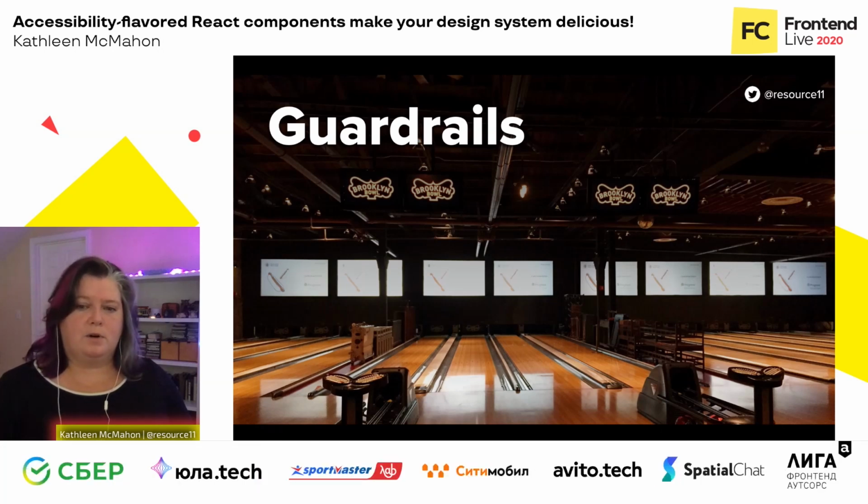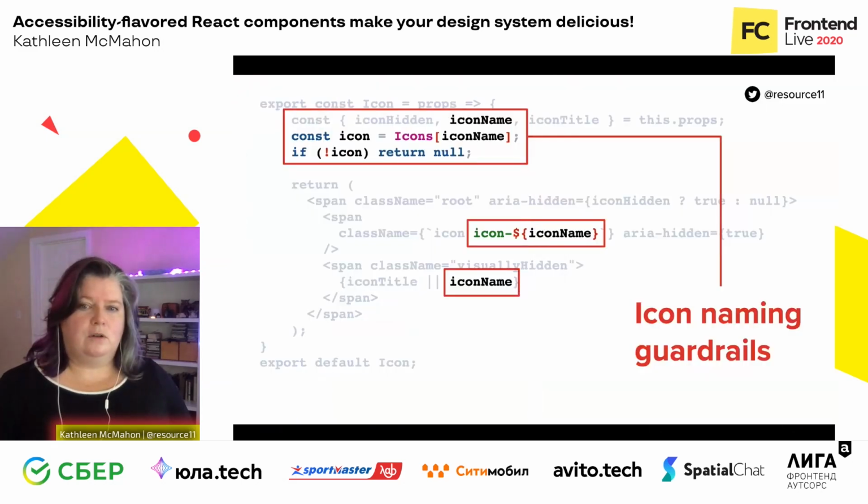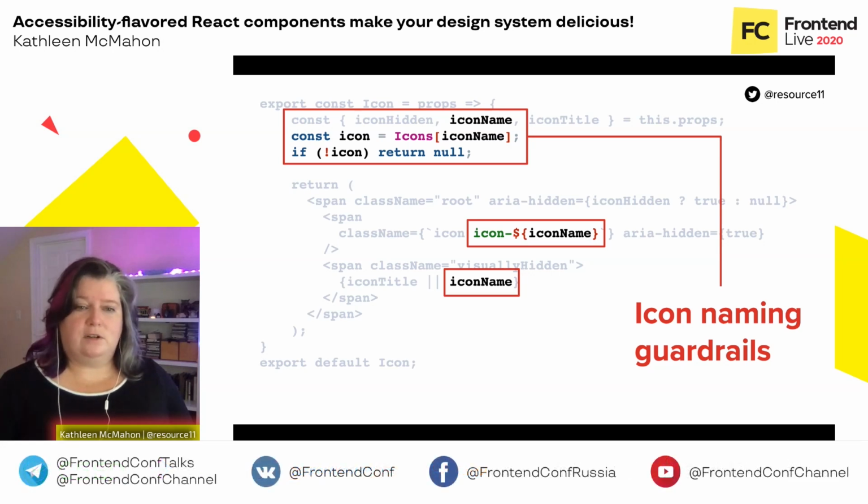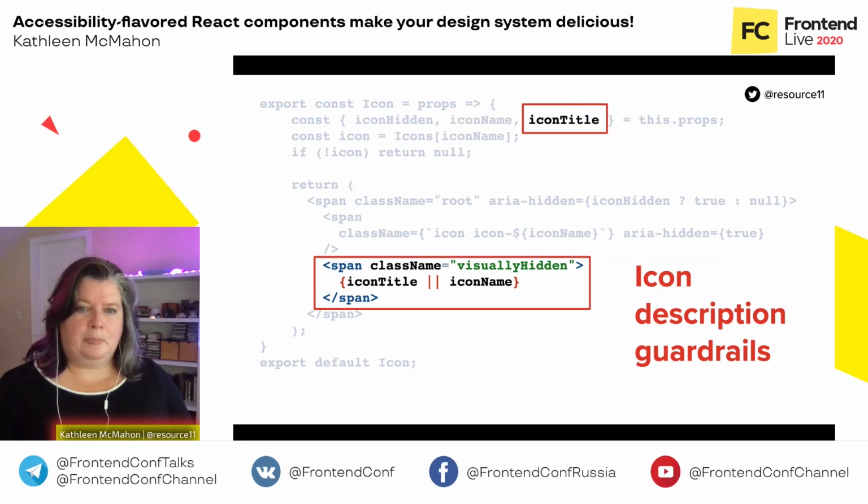For our icon component, we've added 3 guardrails. Our first guardrail is the naming guardrail. We've set up a check to see if the icon name the developer passes in is in our icon library. If that icon does not exist in our library, the component does not render in the app. The second guardrail we set is to ensure if the developer doesn't pass in the descriptive text to that iconTitle prop, the icon's default name will always be exposed as a fallback.